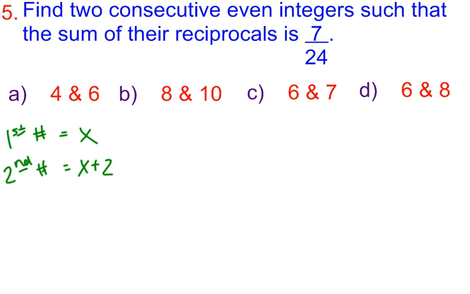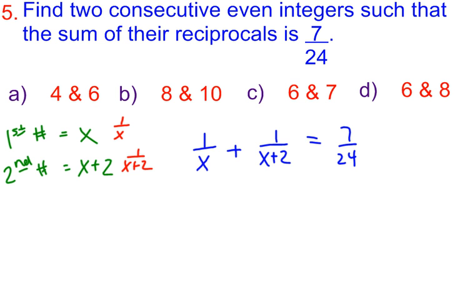If it said two consecutive odd integers, I'd have the same thing. I'd add 2 because going from odd numbers, 1, 3, 5, 7, 9, I add 2. So such that the sum of their reciprocals, the reciprocal of the first number would be 1 over x. The reciprocal of the second number would be 1 over x plus 2. So now they said the sum of their reciprocals, so 1 over x plus 1 over x plus 2 is 7/24. The nice thing about this is I can use my answers to help me here.